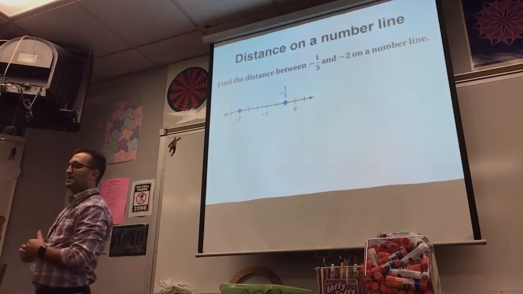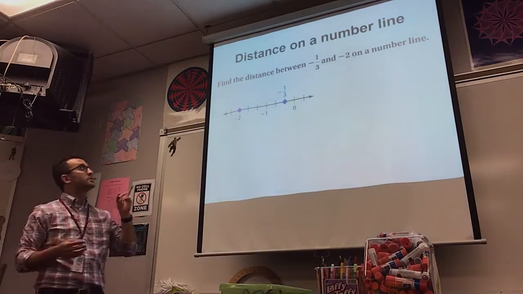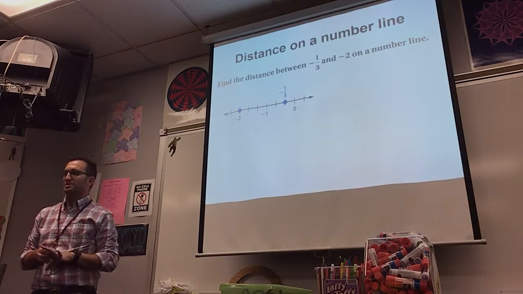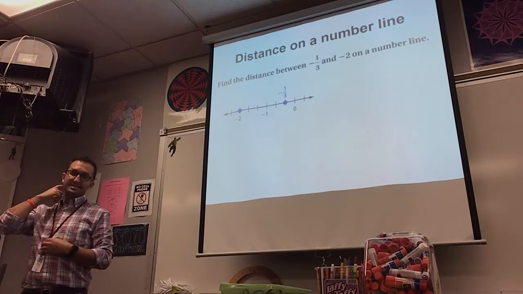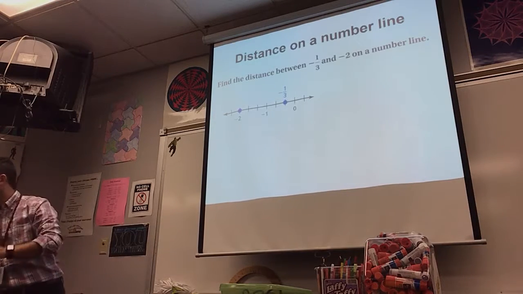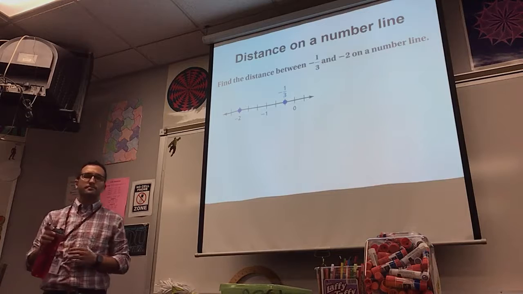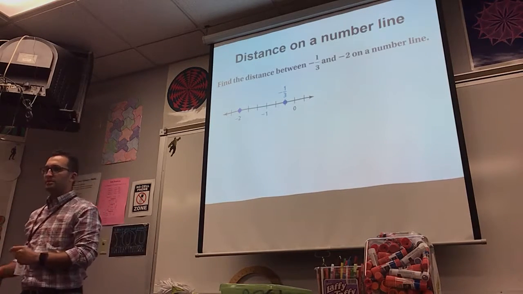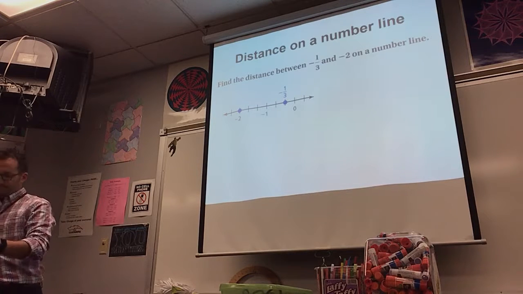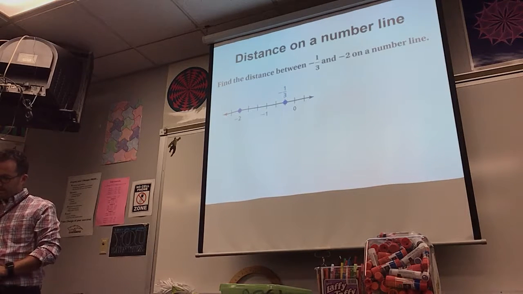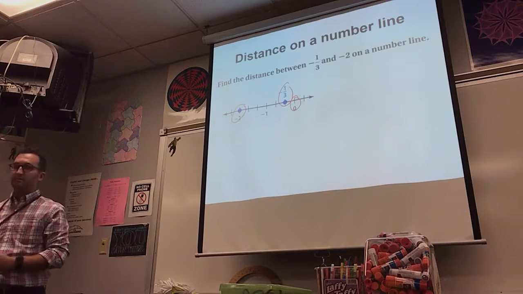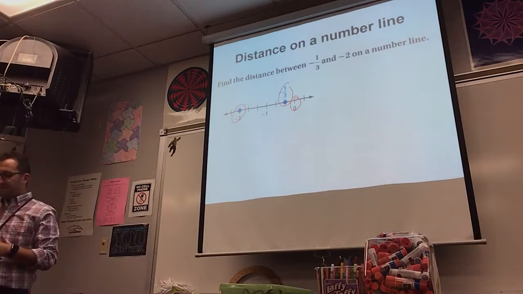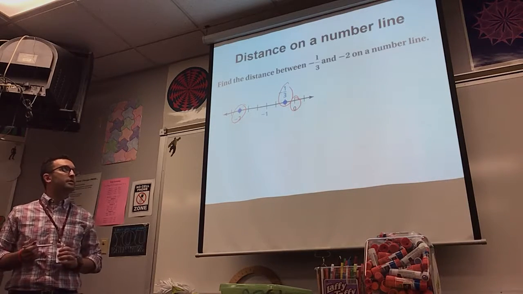Okay. Then I want you to write these instructions. Find the distance between negative 1/3 and negative 2 on a number line. Write those instructions down. Find the distance. So we'll only do 3 things on the number line. It's got to be those 3. That's it. And then write down the instructions, please.